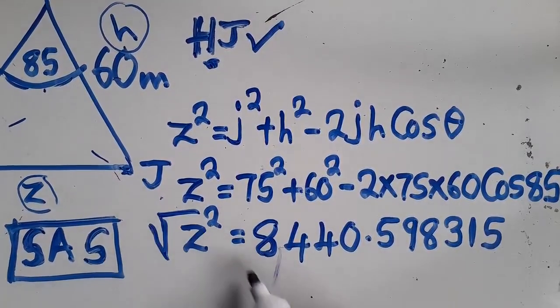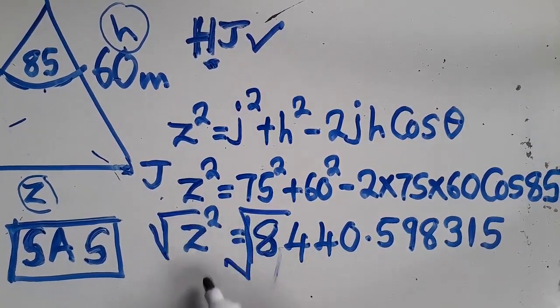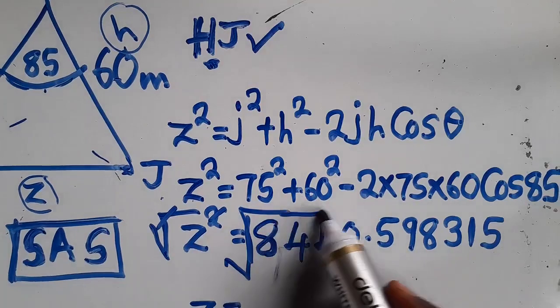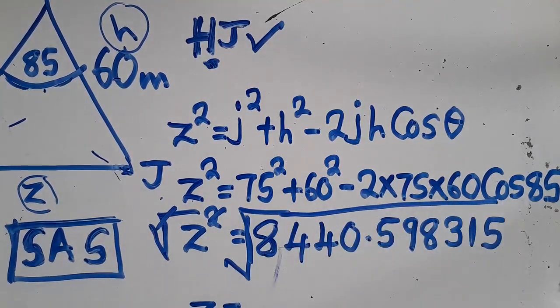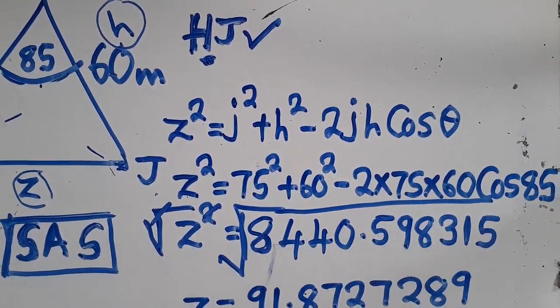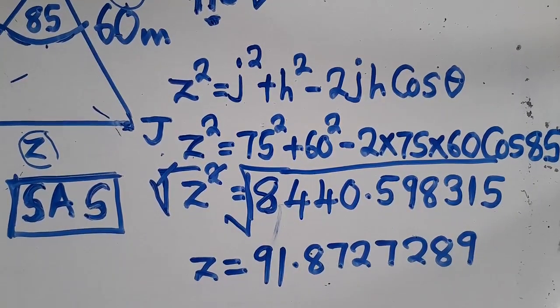So here you want to find z. You introduce the square root on both sides to cancel that square, so z is equal to the square root of that one. You can complete it like that if you want. What is the square root of that? We do this together. The square root of that is 91.8727289. This is the answer that we are getting. You can confirm. Have you seen, this is z. So we found z.